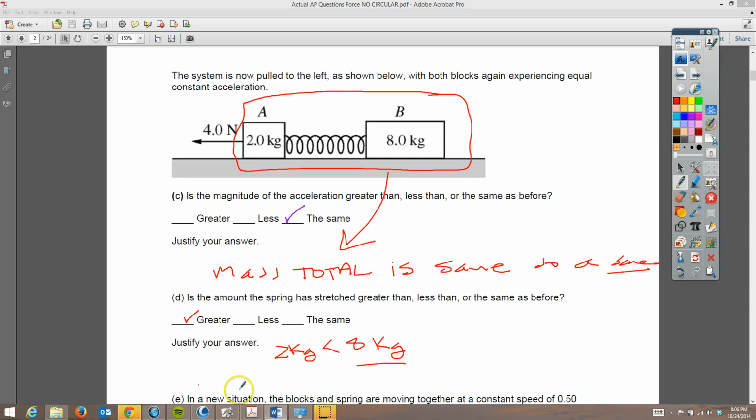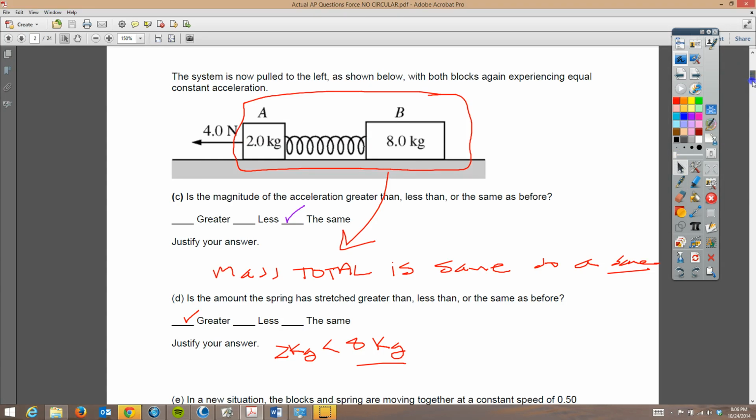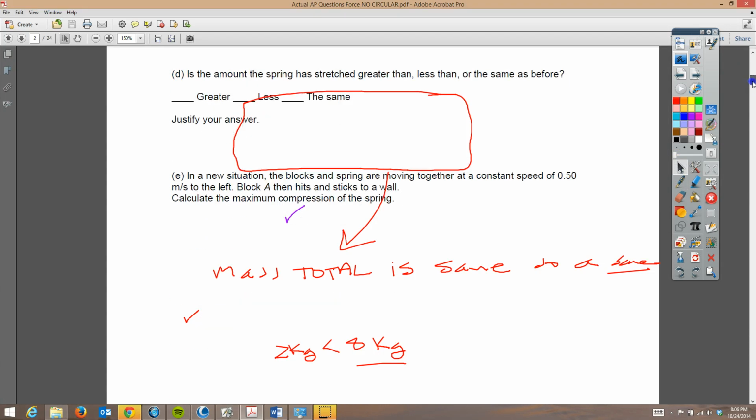And you don't need to do part E. So we're just going to leave that part off. I really think that's just about it for that problem.